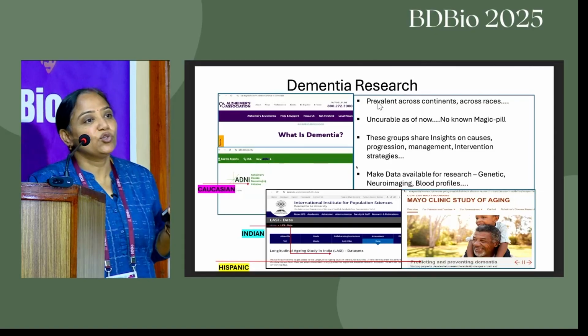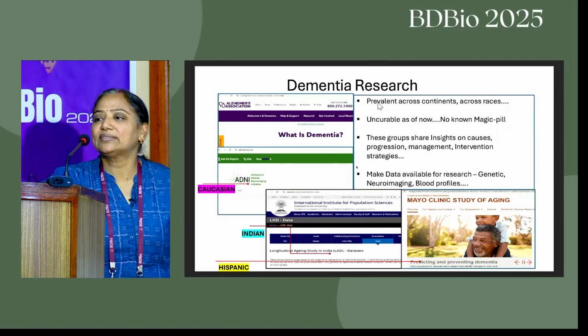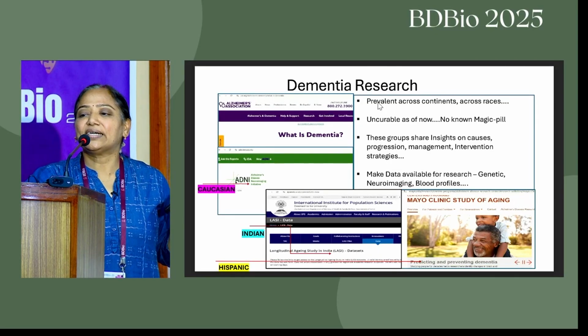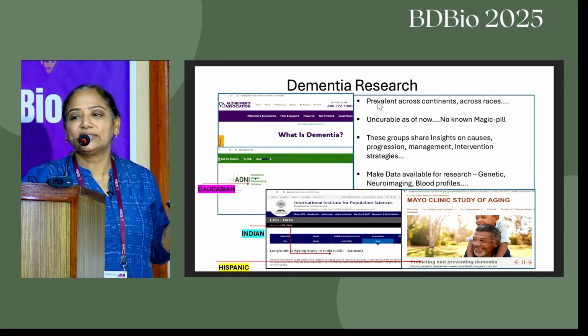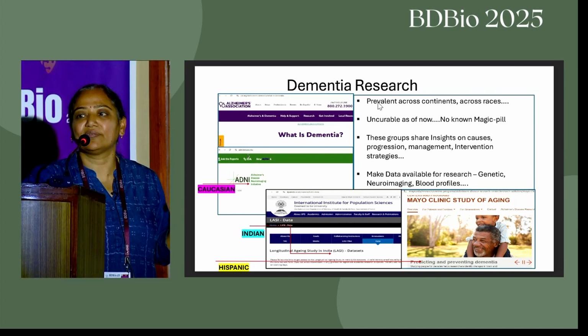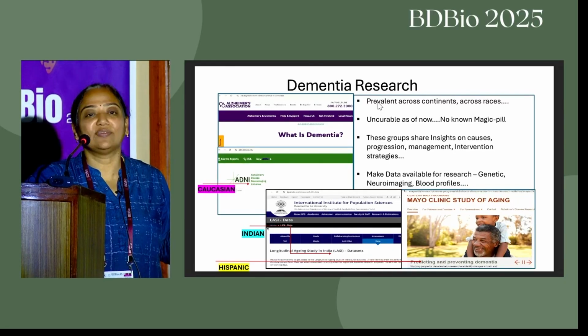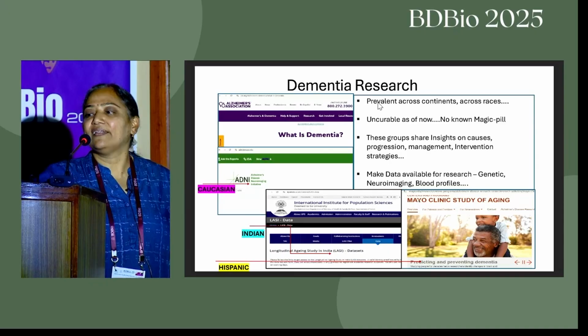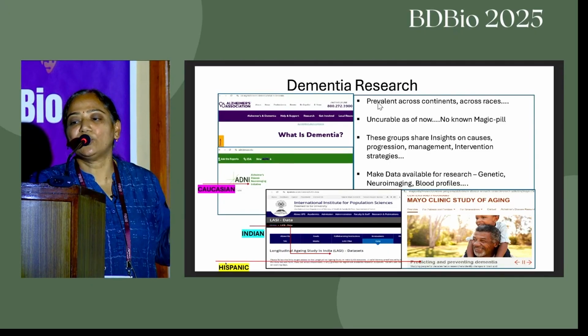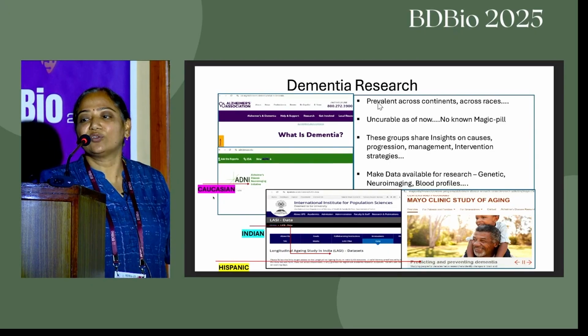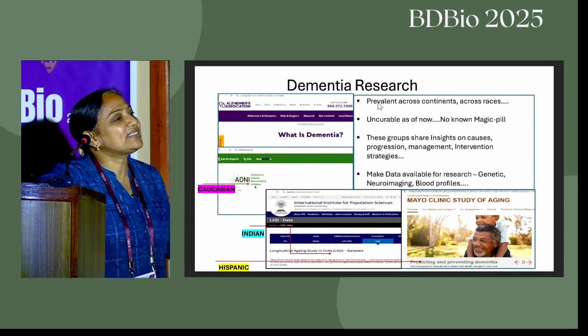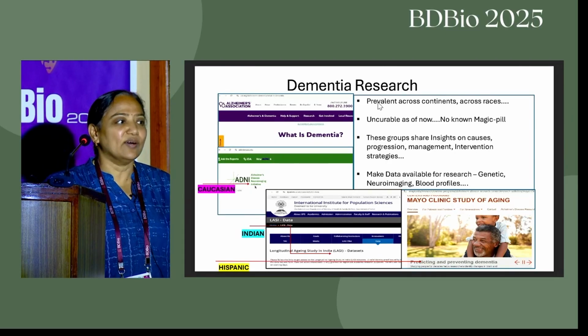There are several groups around the world that are working on this. Prominent ones are ADNI, the Alzheimer's Disease Neuroimaging Initiative. There's Alzheimer's Association. There is LASI that focuses on Indian data. There's Mayo Clinic Study of Aging, which looks at Hispanic. ADNI looks at Caucasian. So there are several groups around the world working on this.